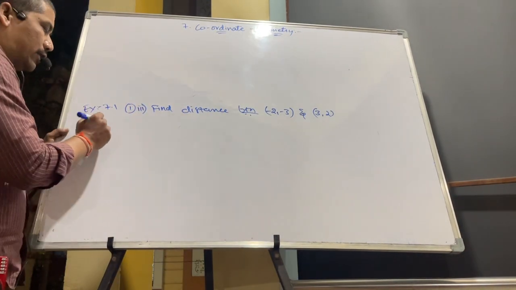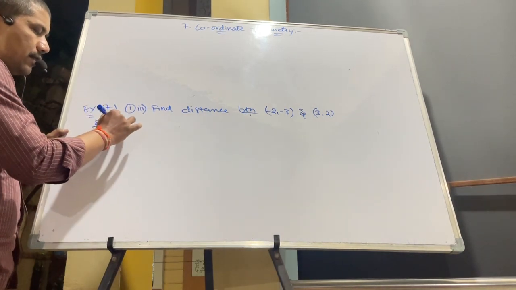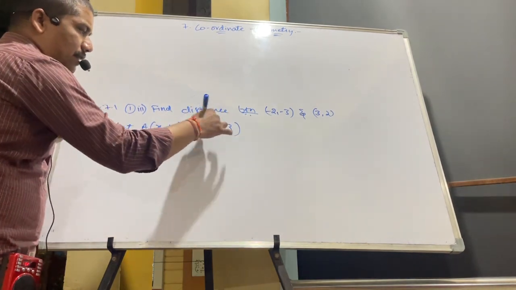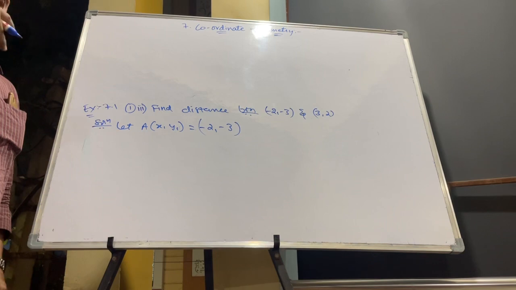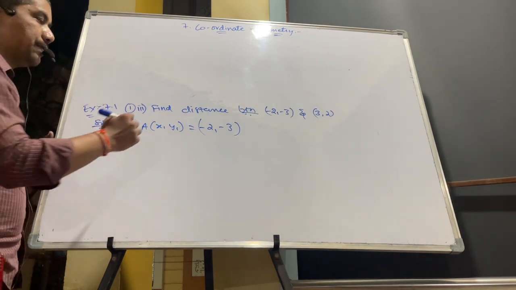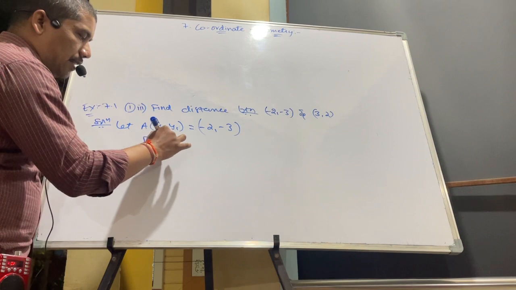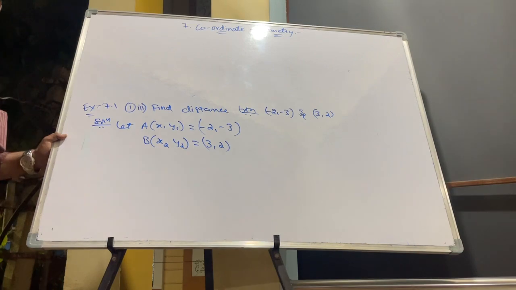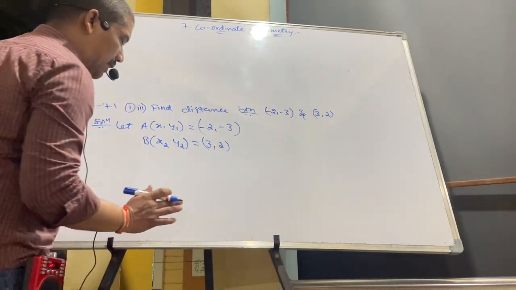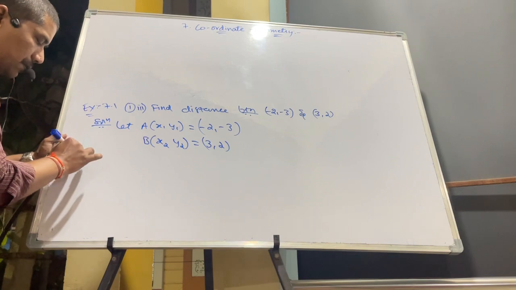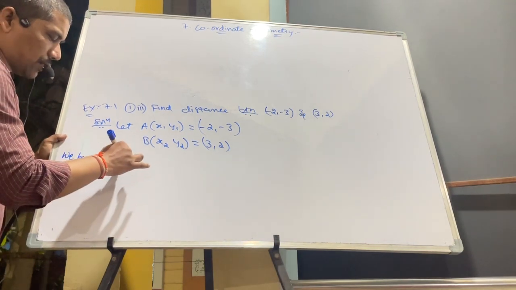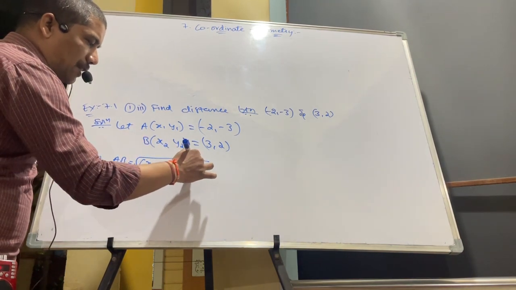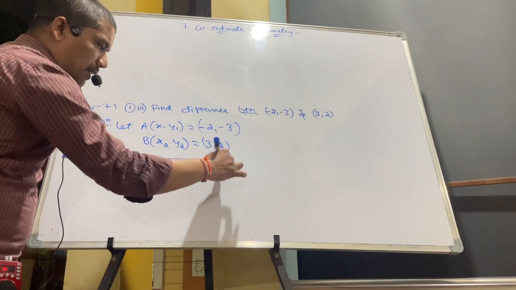Now look here. Again, distance between these 2 points. Let A (x1, y1) be equal to (minus 2, minus 3), right? Yashwant, stand and listen. Corner. B (x2, y2) is (3, 2). Clear? Right. So the second one we are taking as x2, y2. Now we know AB is equal to square root of (x2 minus x1) whole square plus (y2 minus y1) whole square.